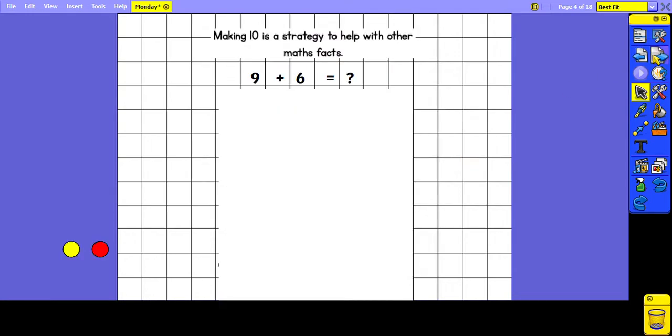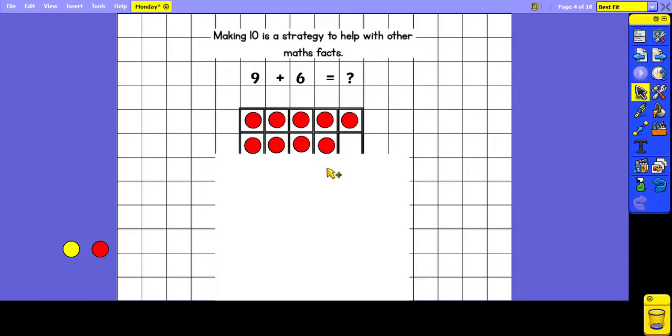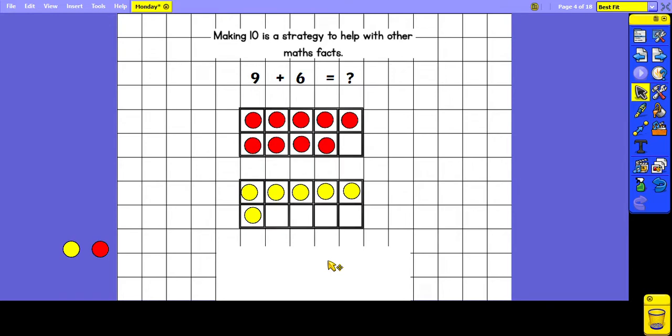We're going to be using making 10 as a way of helping us answer some different addition problems. So for our first addition problem, 9 add 6 equals something. We're going to use these 10 frames to help us, and we're going to use the strategy of making 10. In the first 10 frame, there are 9 counters, and in the second one, we have got 6. To help us answer 9 add 6, what we can do is we can make 10. So I'm going to move this counter up here to make a complete 10 frame.